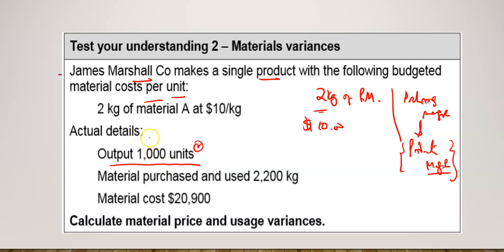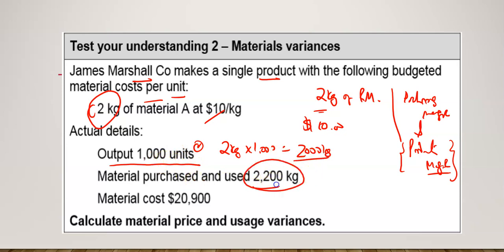Just looking at it, if we expect him to use 2 kilograms for each unit, we expect him to therefore use 2 kilograms times 1,000 units. So we expect him to use 2,000 kilograms to make 1,000 units. And we expect him to spend £10 on each kilogram. But he's bought 2,200 kilograms, so therefore the question here is, we expect him to spend £10 on each of those kilograms. That's the scenario here.